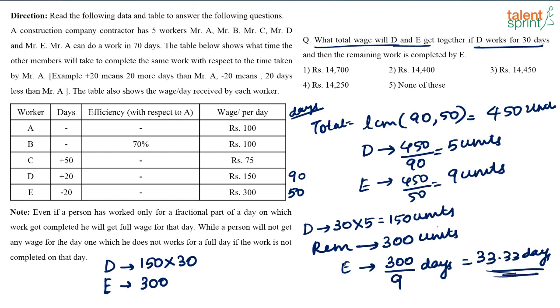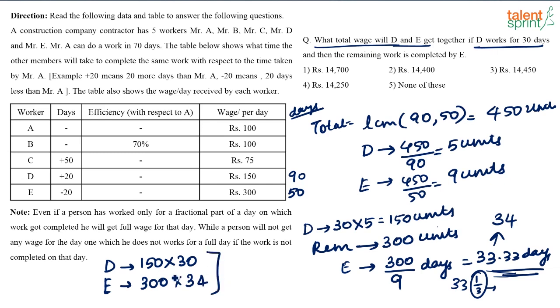What I have to remember here is that they have said that if you are working on the day on which the work is completed, and even if you work for half day, you will get the full day's salary. So for how many days will E get salary? E will get salary for 34 days, because on the 34th day he has worked for 1/3 of the day, right? So he will get this full day salary also. So how much will E get? E will get 300 into 34.